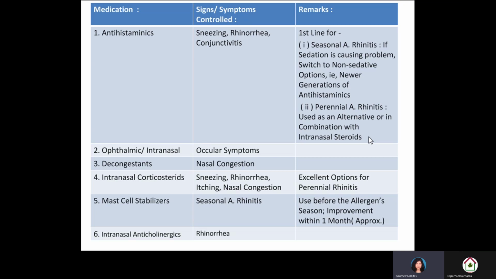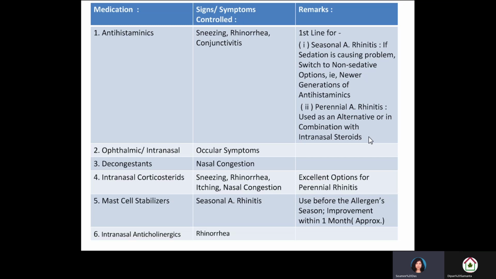Suppose a patient usually has allergic rhinitis in monsoon. So 1 month before the onset of the monsoon, the Montelukast therapy would be started. Okay, so when the monsoon hits, the patient will not be having these symptoms, or the symptoms would subside within 1 month to a few months.